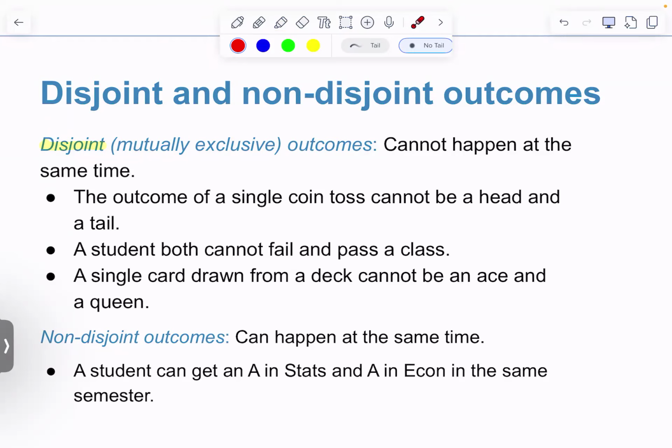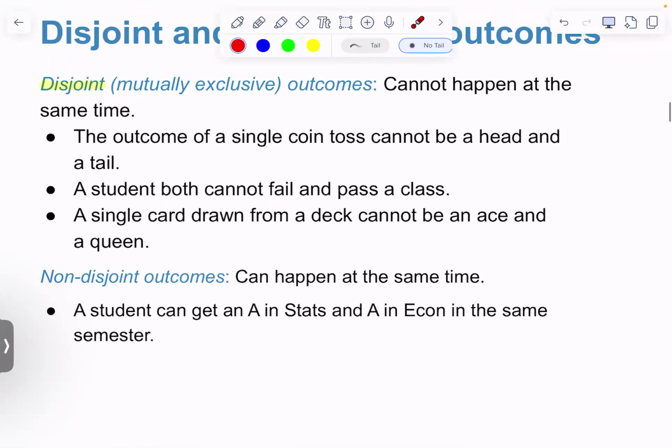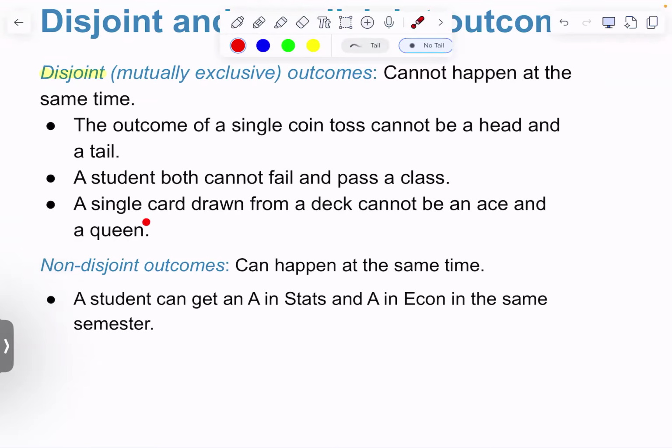And so what it means is that we have two events that cannot happen at the same time, right? So if you flip a coin just once, it can't be both heads and tails. It has to be one of those, right? So kind of imagine them physically, I guess. They can never happen at the same time. Things like you cannot both fail and pass a class. It's one or the other, right? A single card from a deck can't be an ace and a queen, right?